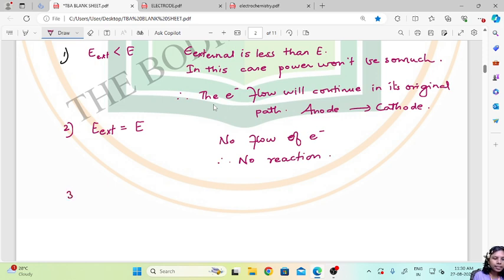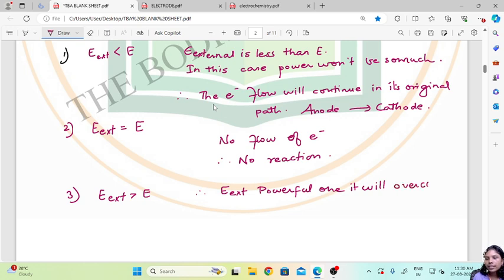And the last case is E external greater than E. Now in this case, E external being the powerful one, it will overcome the existing potential.